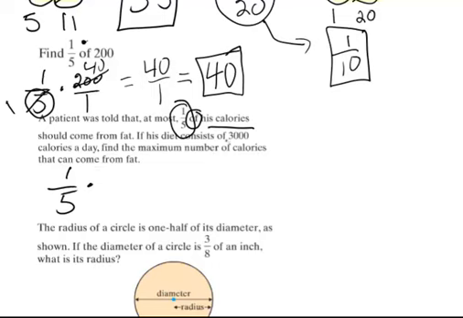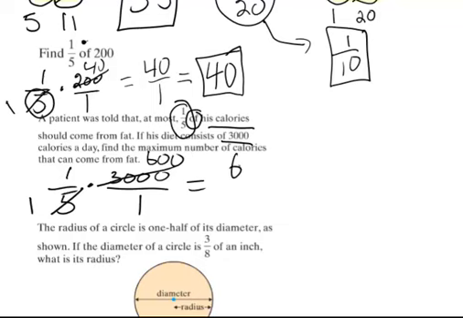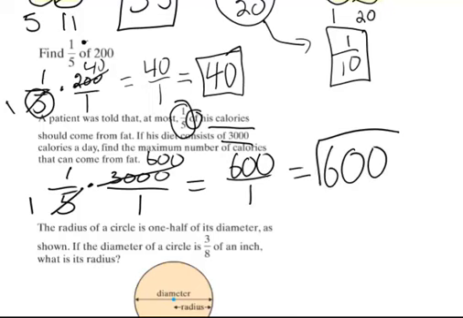Well, his diet consists of 3,000 calories. So I'm going to write that over 1. I'm going to go ahead and reduce. 5 goes into 5 once. 5 goes into 3,000 600 times. When I multiply straight across, that's 600 over 1. Remember, when you divide by 1, you end up with your same number.